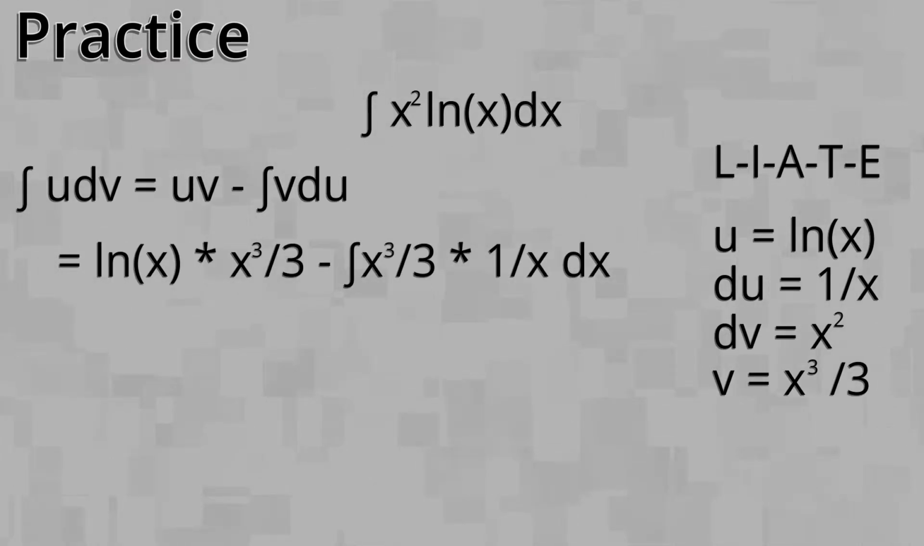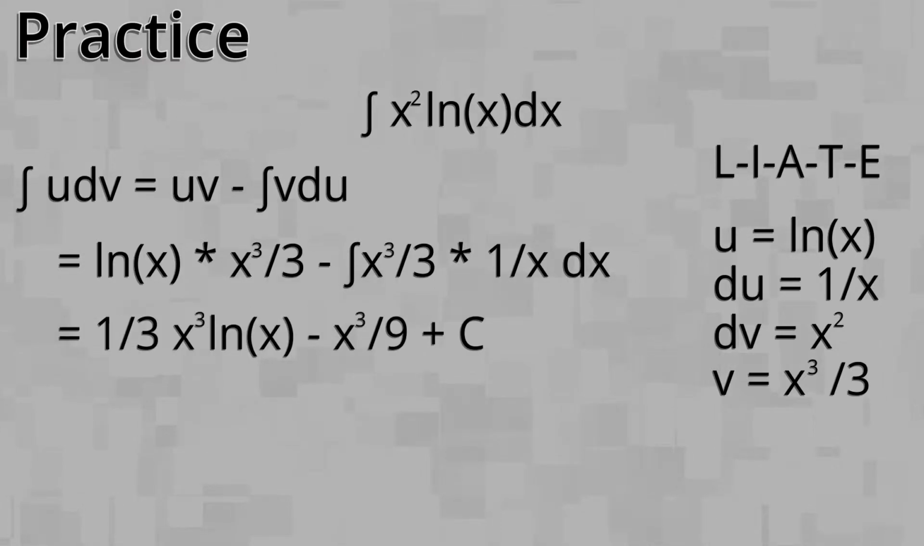Simplifying the integral, we get the final answer of 1/3 x to the third times ln x minus x to the third over 9 plus c. Next, we can try integrating e to the x cos 6x dx. Honestly, compared to the last one, this one will take much longer. Why? Well, you'll see soon enough.